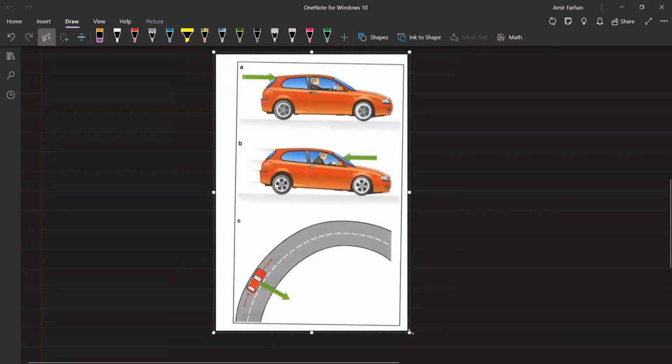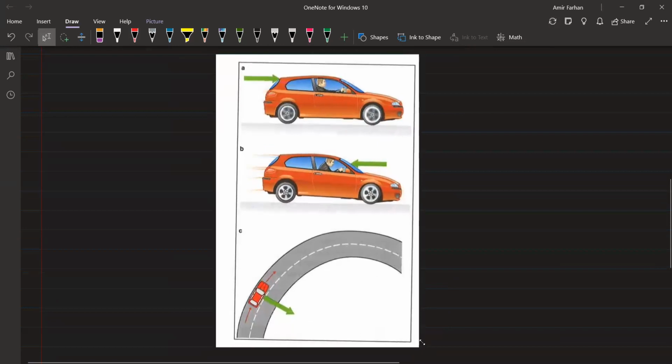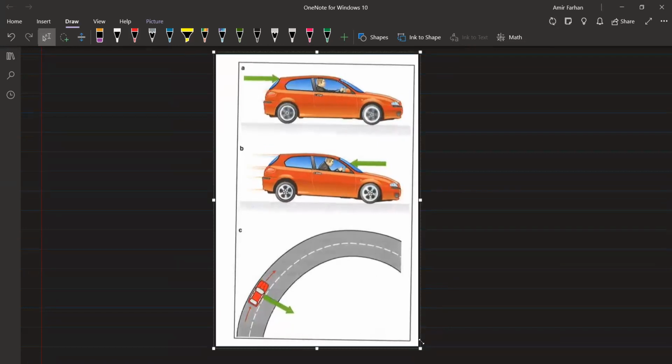Okay, as you can see on the screen, this is the picture. The car is going in this direction. If I apply the force in the same direction, what will happen, Ayan? What will happen if the car is going in this direction and applying force in this direction as well? It'll slow down.